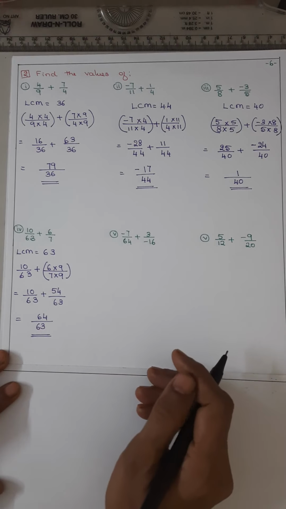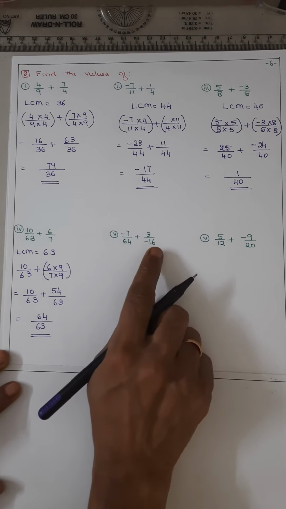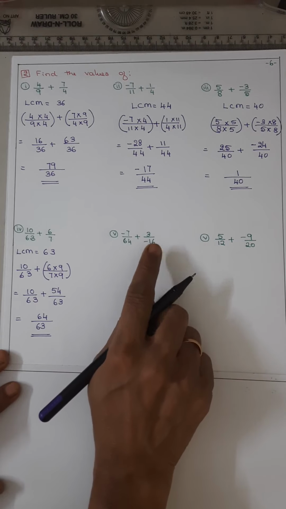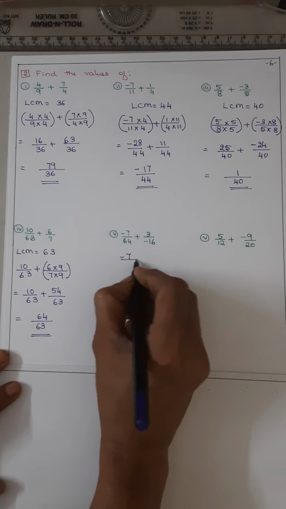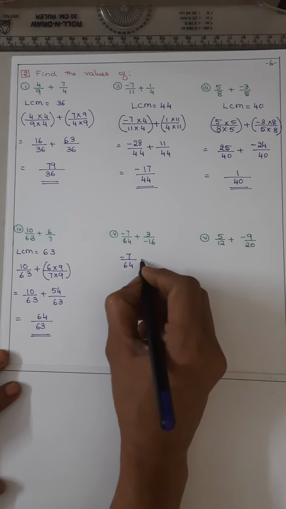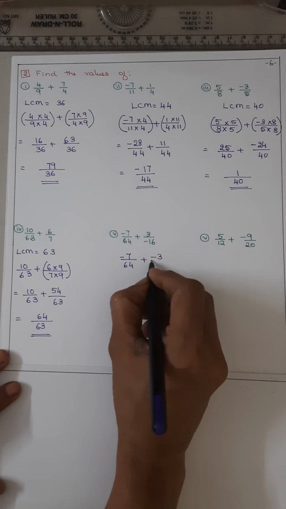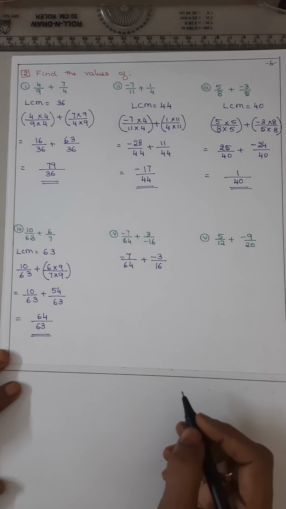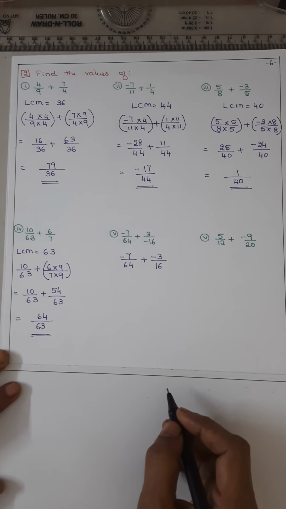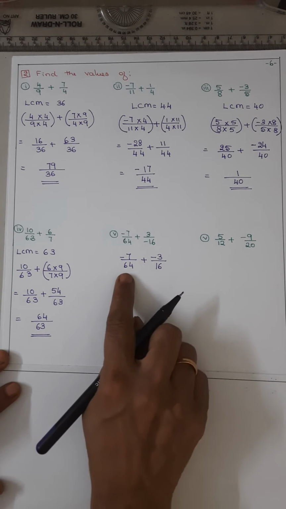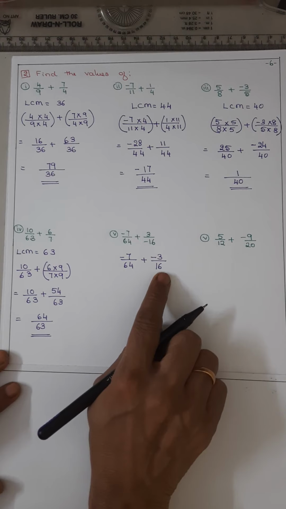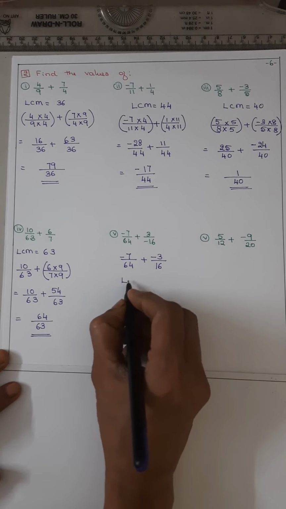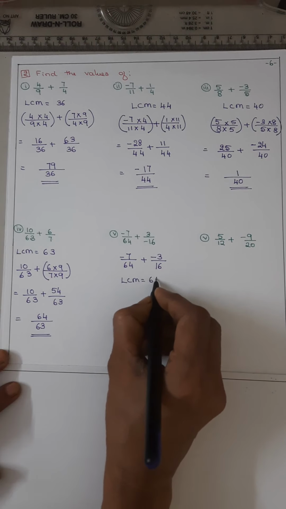Coming to the fifth subdivision, 64 and minus 16. First convert this into positive. Minus 7 by 64 plus minus 3 by 16. First rewrite the question. Now 64 is the bigger number. 64 comes in the table of 16. It is a multiple of 16. So LCM is equal to 64.